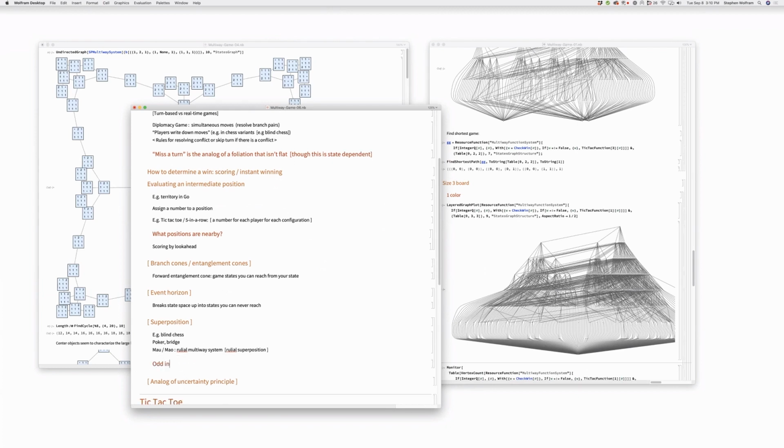Right. One game you could think of is Stratego, if you're familiar with that one. I've heard of it. You know where the pieces are, but you don't know what the values are.